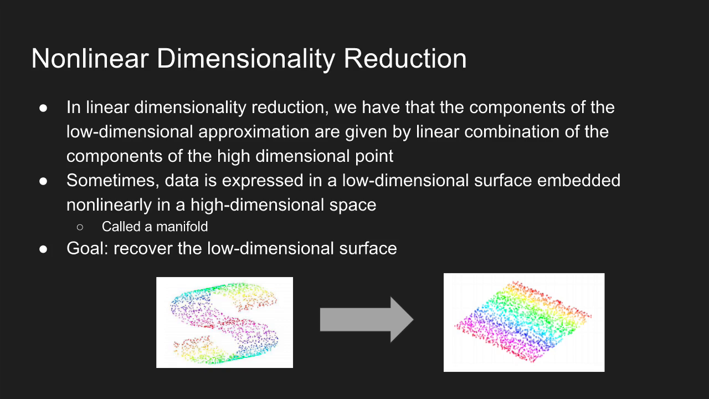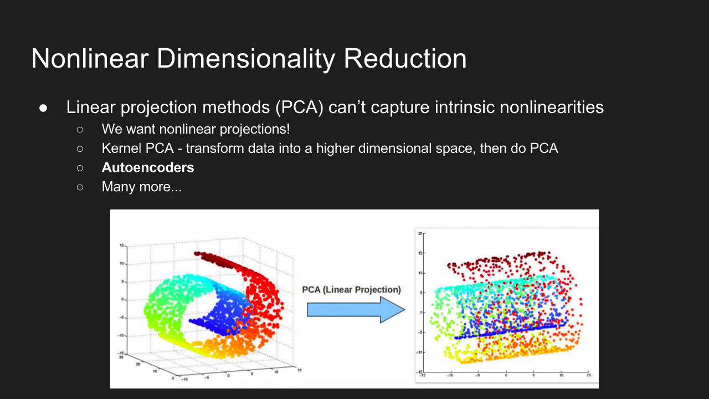Sometimes data is expressed in a low dimensional surface embedded non-linearly in a high dimensional space, called a manifold. If you look at this picture, I have this data embedded non-linearly, and to get it down to this form, I need to do some kind of nonlinear dimensionality reduction. Running a PCA on this would give me nothing very useful. So again, the goal is to recover a low dimensional approximation to this weirdly shaped nonlinear surface. The problem with PCA, and linear projection methods, is that they can't capture intrinsic nonlinearities.